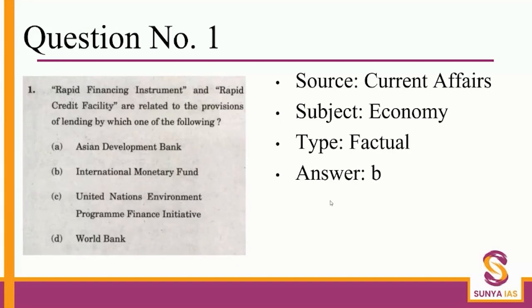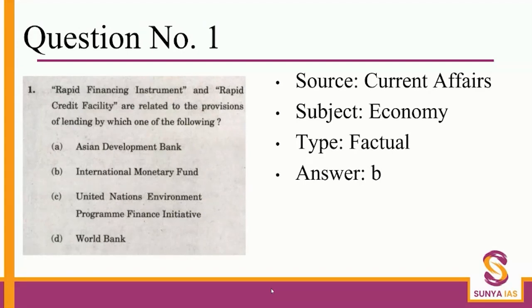So this is one exercise that you have to do on your own, and you should analyze UPSC previous year questions at least from the year 2018 very thoroughly, and I will explain how to go about it. So the first question is: Rapid Financing Instrument and Rapid Credit Facility are related to the provisions of lending by which one of the following? There are four international organizations mentioned: Asian Development Bank, International Monetary Fund, United Nations Environment Program Finance Initiative, and World Bank.